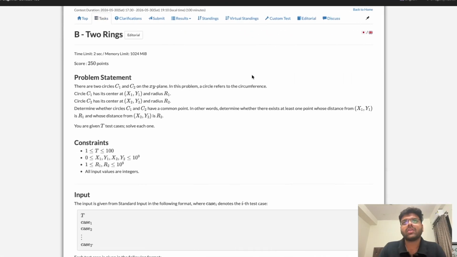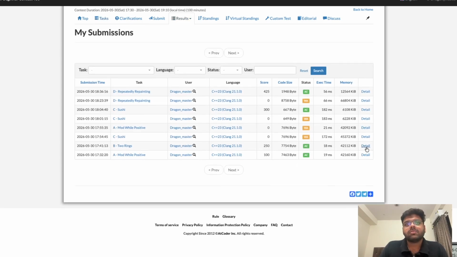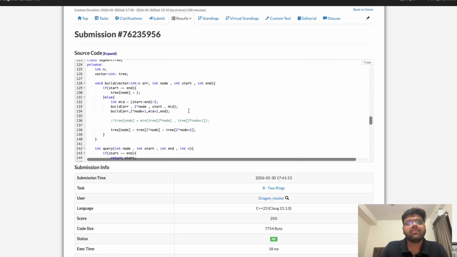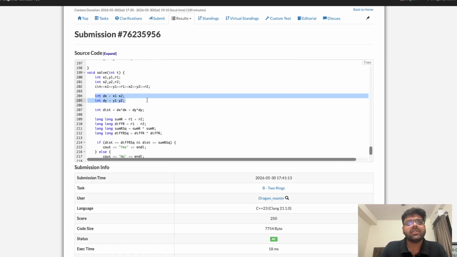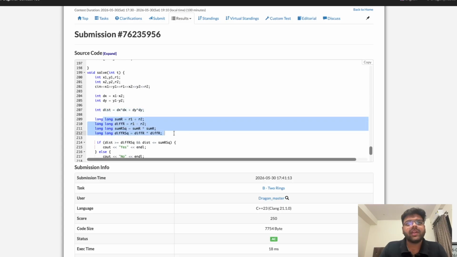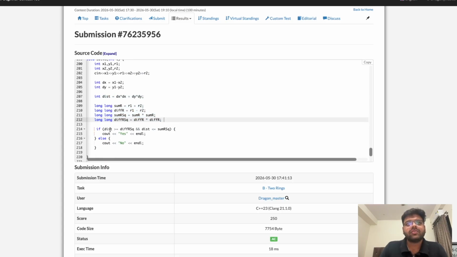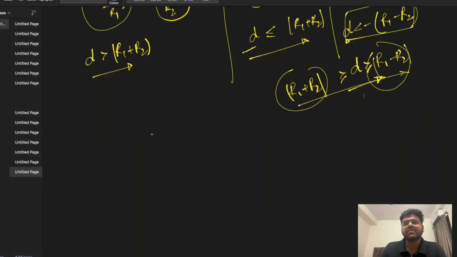I'll just show you the code as well. So here is the code for the B problem. What I have done is I simply find dx and dy, which gives the distance, and there are R1 and R2, so I find the square of the distance. If the distance is greater than the difference squared and the distance is less than the sum squared, then it's a yes, otherwise it's a no.